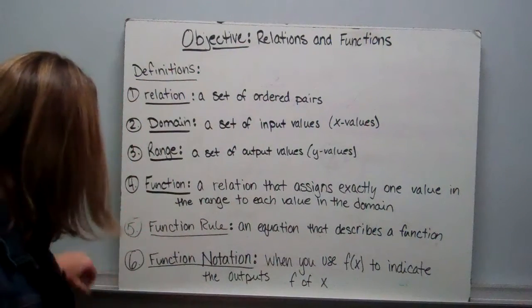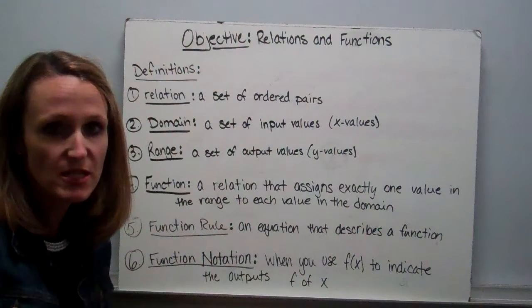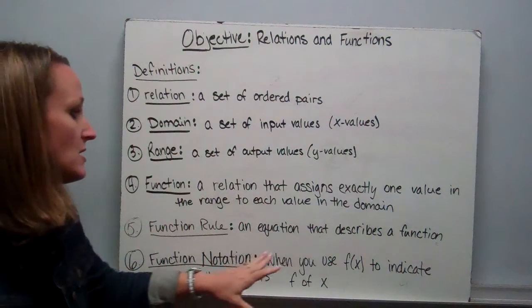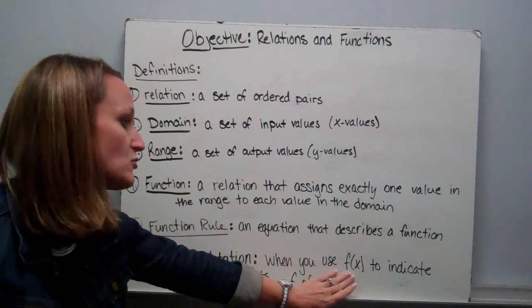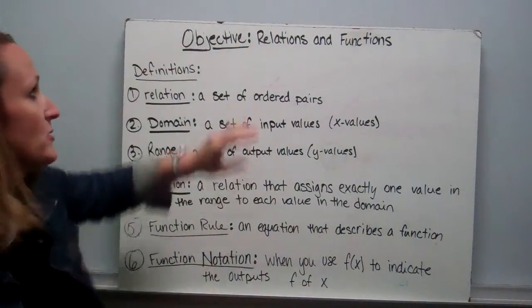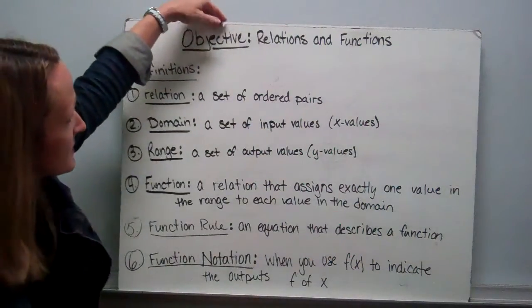This is really important that you remember. A function rule is an equation that describes each function. And function notation is when you use f of x to indicate the outputs. And again, this is read f of x. It can also be written y of x or h of x, but most of the time, this year at least, we will use f of x.